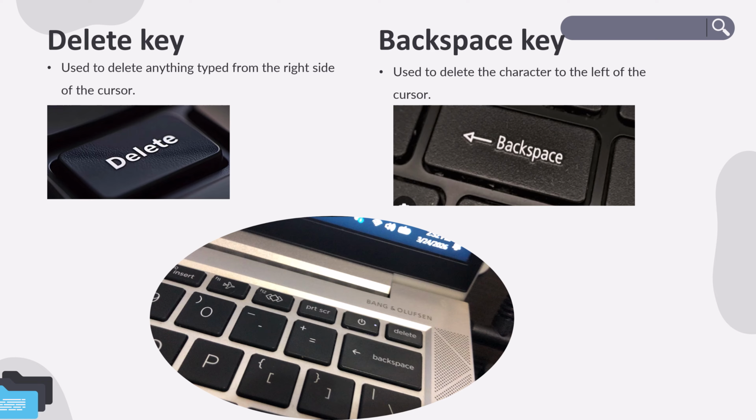But backspace is used to delete the character to the left side of the cursor. When you are typing and you press backspace, it will delete the character to the left of the cursor. So they both delete, but the difference is one is deleting the character to the left and the other one is deleting the character to the right.